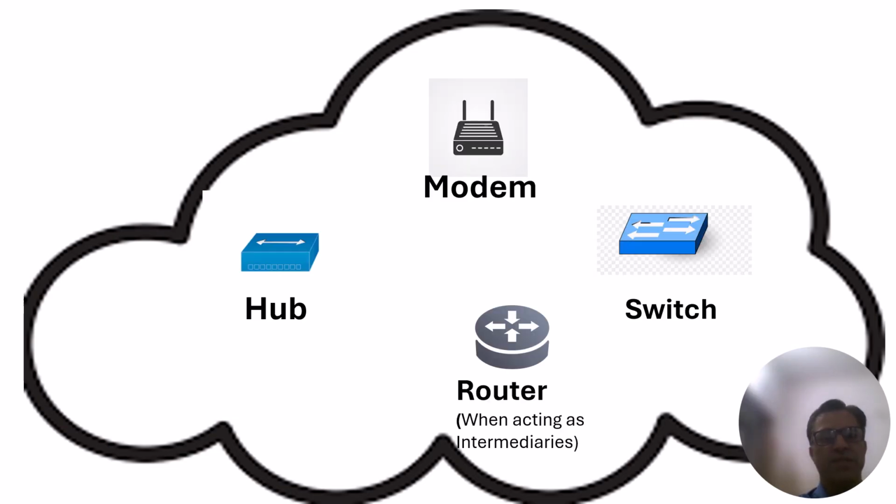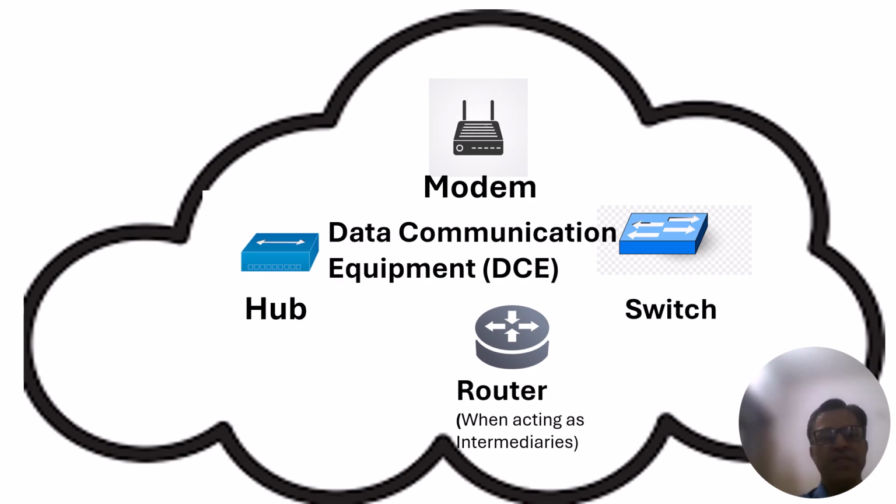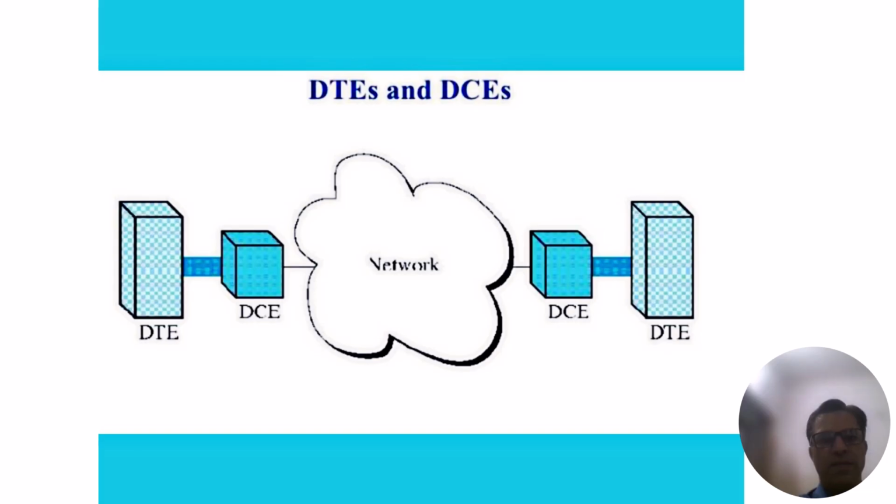In this slide, we are focusing on devices that operate within the network infrastructure, known as DCE, data communication equipment. These devices facilitate the flow of data between endpoints and typically use an MDI-X, medium dependent interface crossover port, for connectivity. In the end, we see DTE equipment and DCE, data communication equipment, in between.